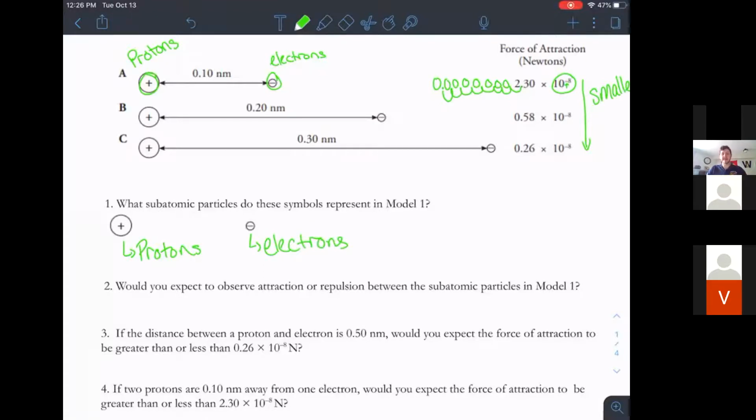Now our next question says, would you expect to observe attraction or repulsion between the subatomic particles in model 1? So do we expect that those two are going to attract towards each other, or are they going to try and get away from each other? They're going to attract each other, because we know that Coulombic attraction means that the protons and electrons are attracted. So we'd observe attraction here.